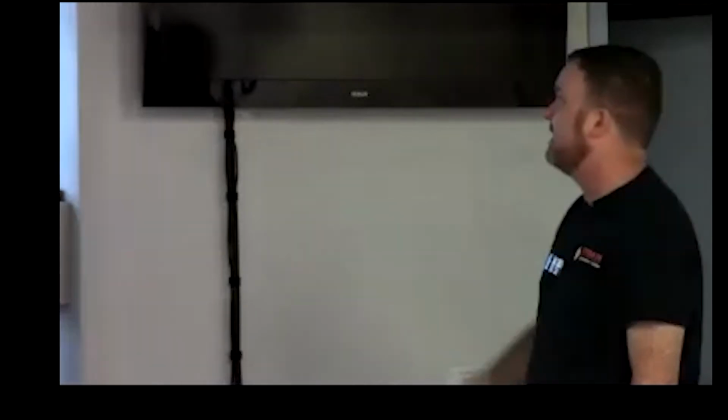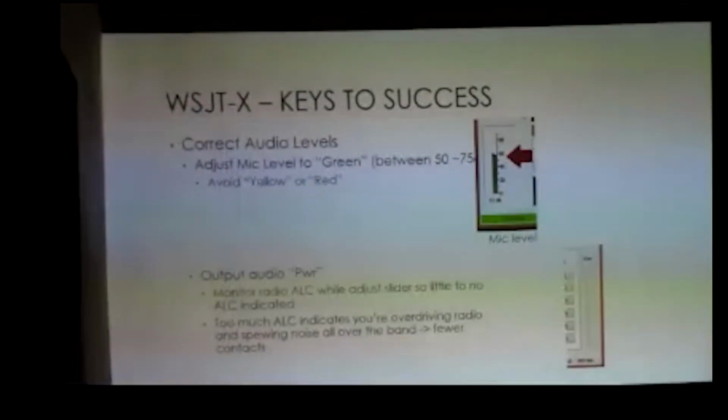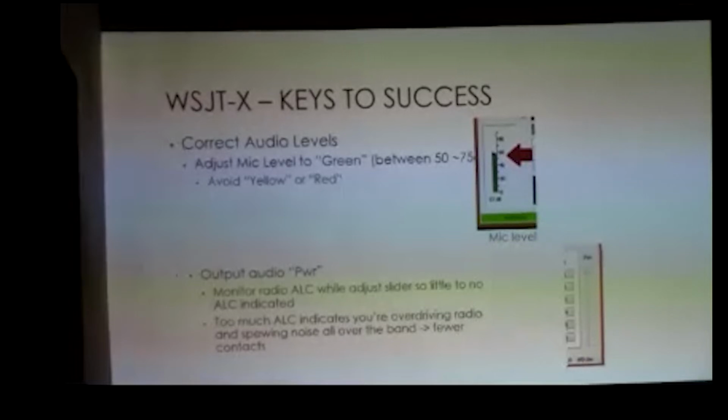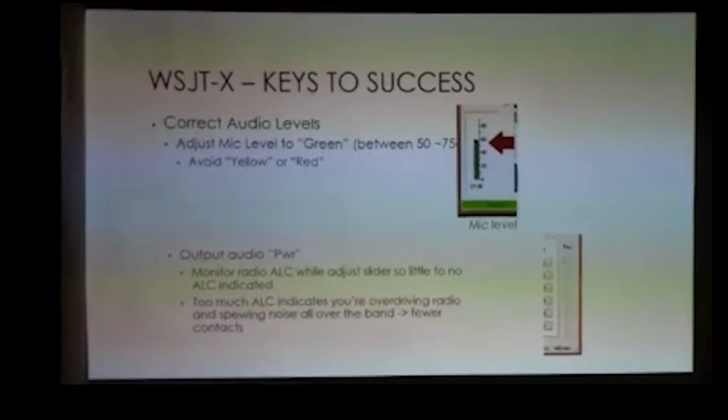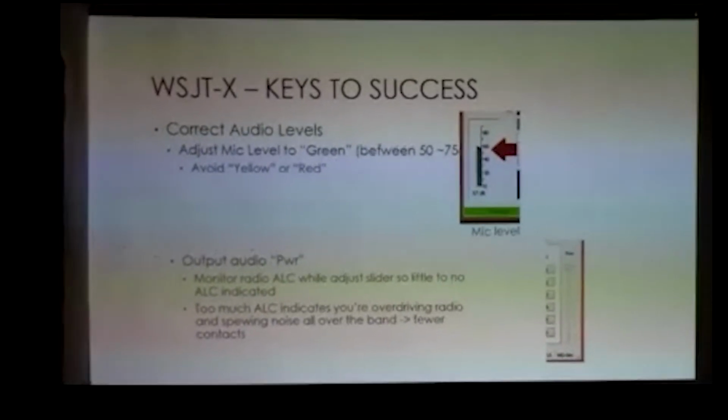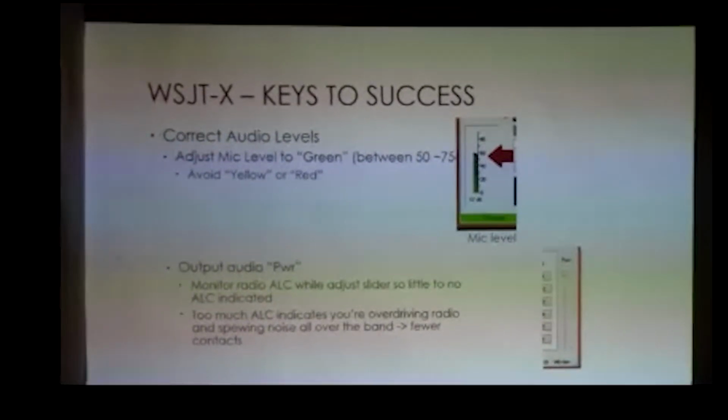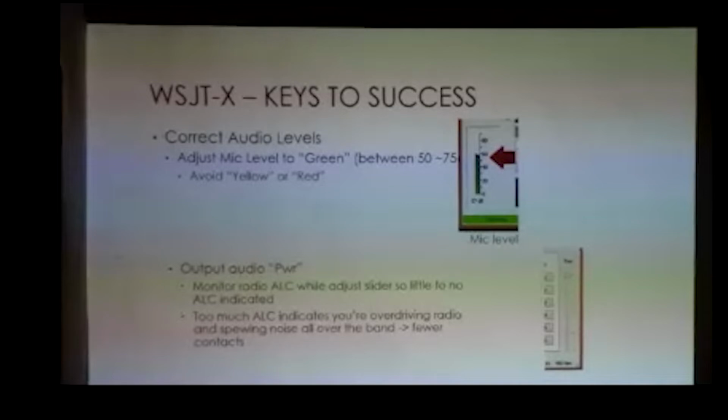Okay. The other critical thing with WSJT-X is your audio levels. So the first one, you'll see this on the menu. This appears in the very bottom left. But this is basically what your microphone is hearing, and you want to make sure that you've got it around, a good rule of thumb is about 60. If you see that indicator showing yellow or red, that's a problem. So typically between 50 and 75 is what you want to have it set at.